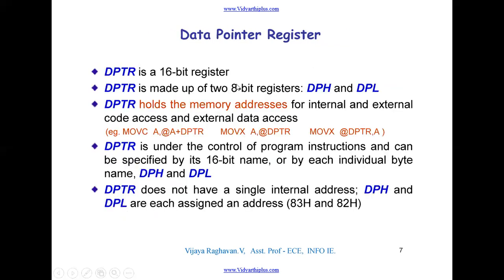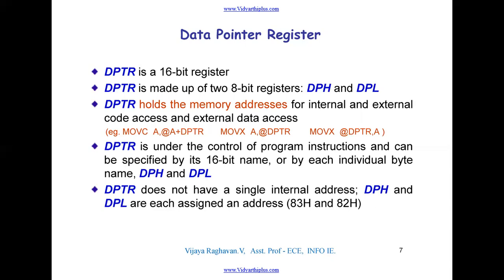The data pointer, or in short, it is called DPTR. A data pointer is a 16-bit register. It is made up of two 8-bit registers, that is DPH and DPL. The DPTR holds the address of data in memory. It can be used as a 16-bit data register or two independent 8-bit registers, that is DPH and DPL. The DPTR holds the memory addresses for internal and external code accesses and external data access.